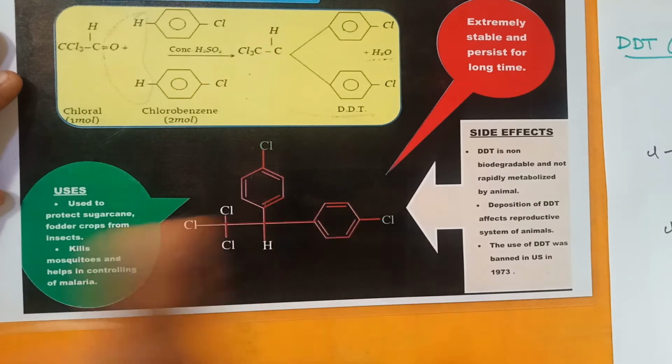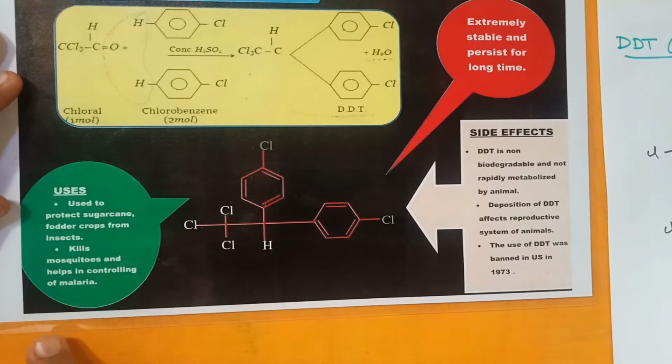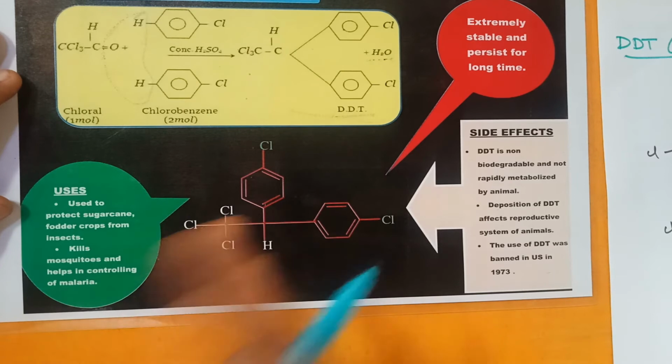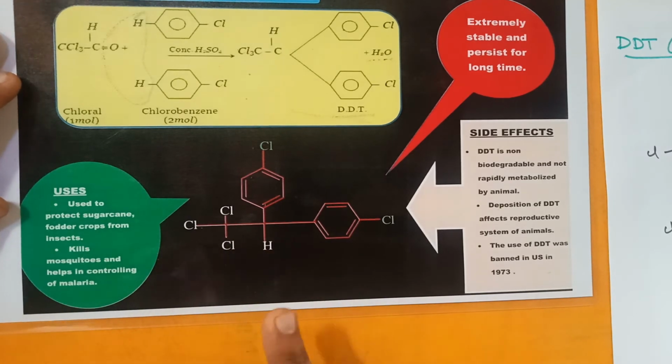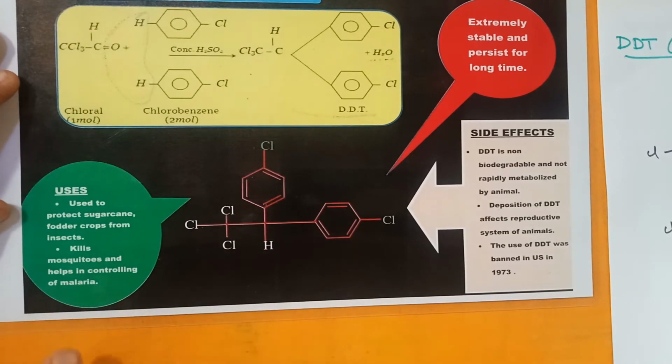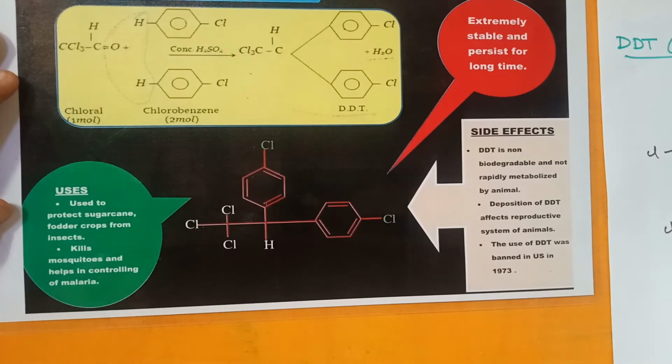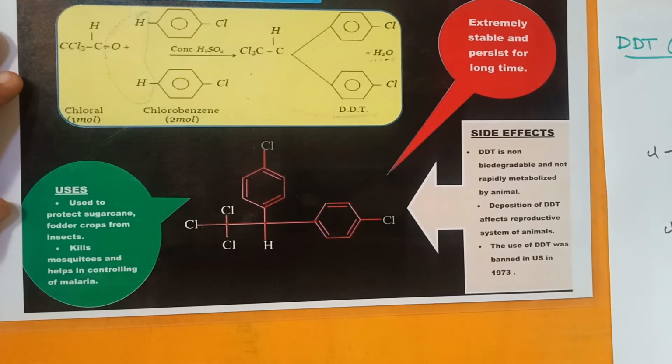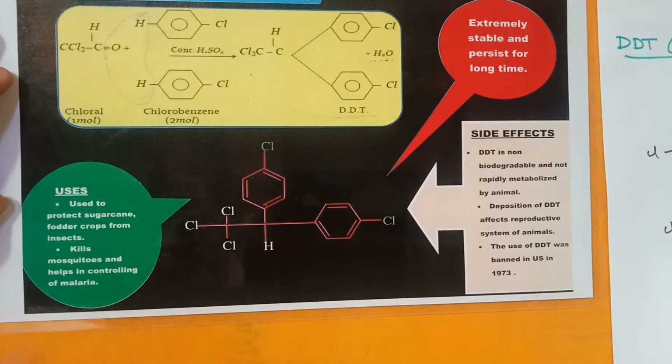Is it clear friends? Next move on to the second use of DDT, which kills the mosquitoes and also helps in controlling the malaria causing mosquitoes. It is used to protect the sugarcane and fodder crops and also other crops from the insects, and also kills the mosquitoes which cause malaria. These are the uses of DDT.